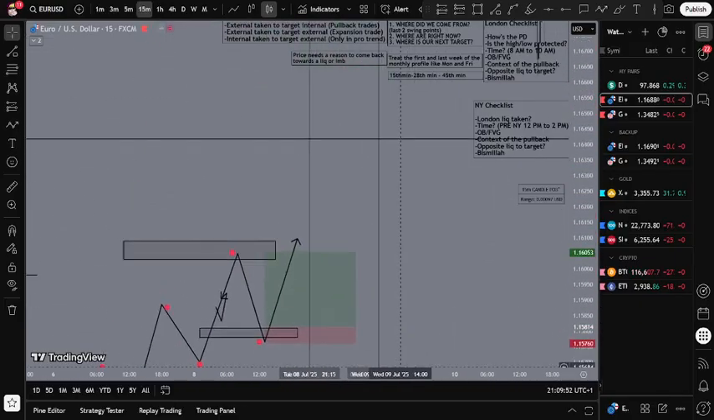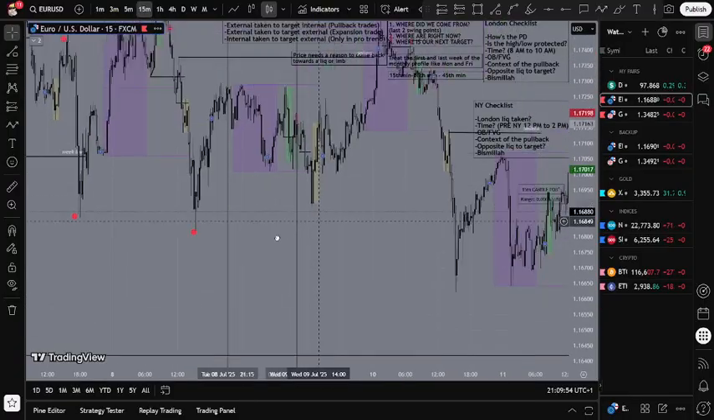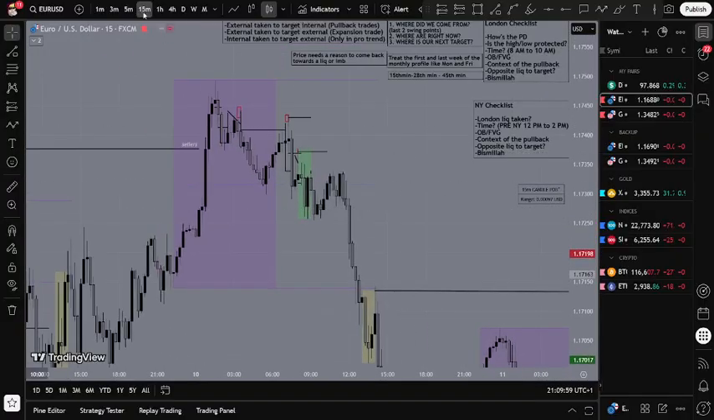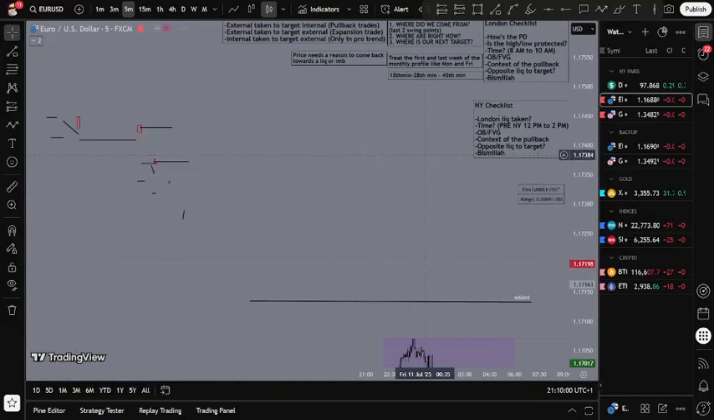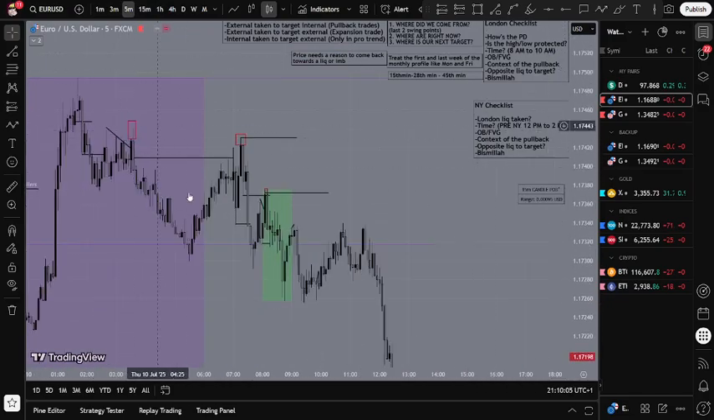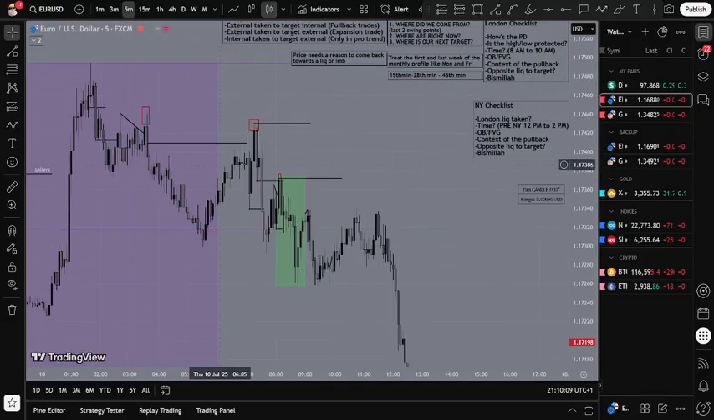Like I'll show some examples. So basically here, how's the price delivery? Obviously it's inducing, build up liquidity inducing, now this is protected. Time, has London started? Yeah, it has. It gave me an entry model here and then a fair value gap. You enter from here and you target the bottom.